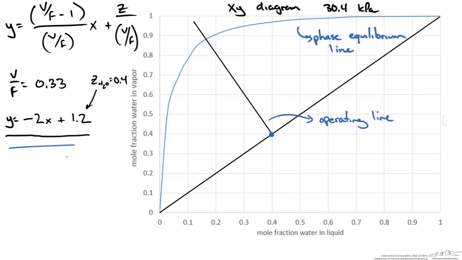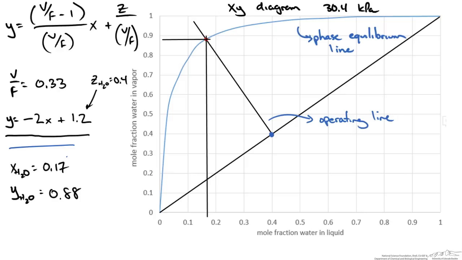So this says that the solution to our system is where these two intersect. So now we could determine the composition of water in the liquid stream by drawing a line down, and we could determine the composition of water in the vapor stream by drawing a horizontal line. This says that x of water is equal to about 0.17, and our mole fraction of water leaving in the vapor stream is equal to about 0.88.